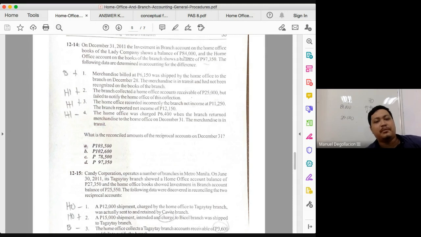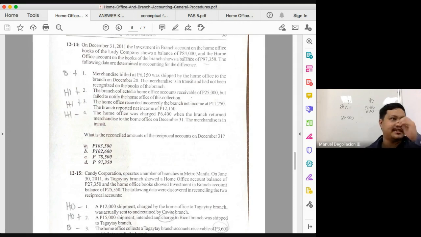Okay, was that entry prepared? Yes. Okay. So that means the 12,150 is already incorporated in the 97,350. What entry was prepared by the home office? Debit, investment in branch, and credit, branch income in the amount of 11,250. The debits and credits are correct, okay, but the amount is incorrect.